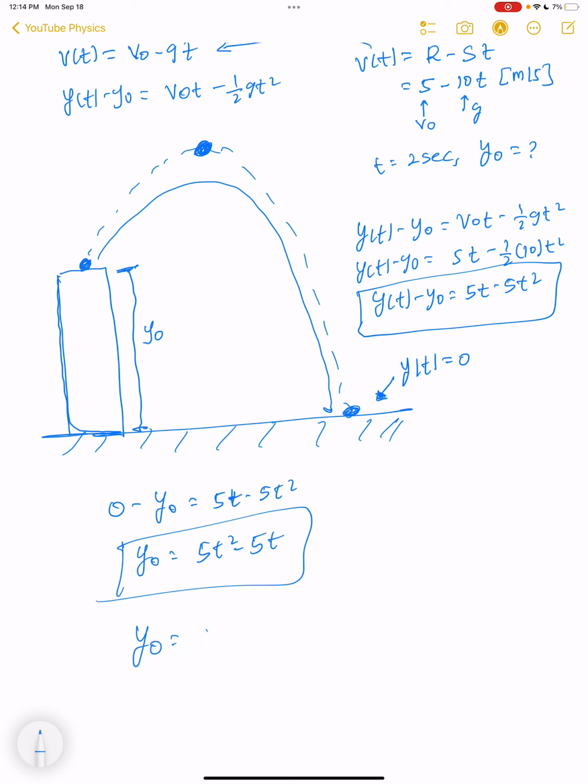2 seconds. So y naught becomes 5 times 2 squared minus 5 times 2. Here, this is 20 minus 10. So it's going to be 10 meters. So the height of the building has to be 10 meters if it takes the object to reach the ground within a time of 2 seconds.